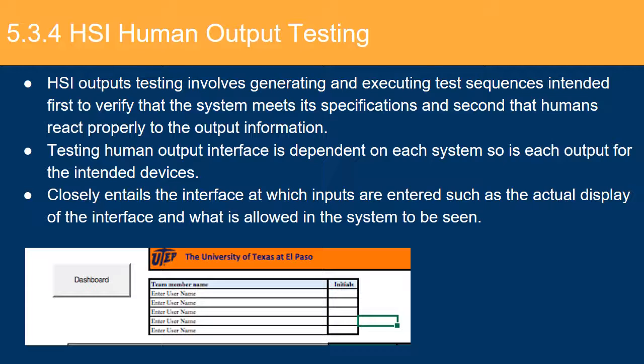HSI Human Output Testing. HSI output testing involves generating and executing test sequences intended first to verify that the system meets its specifications, and second, that humans react properly to the output information. Testing human output interface is dependent on each system, so each output is only for its intended devices. It closely entails the interface at which inputs are entered, such as the actual display of the interface and what is allowed into the system to be seen.